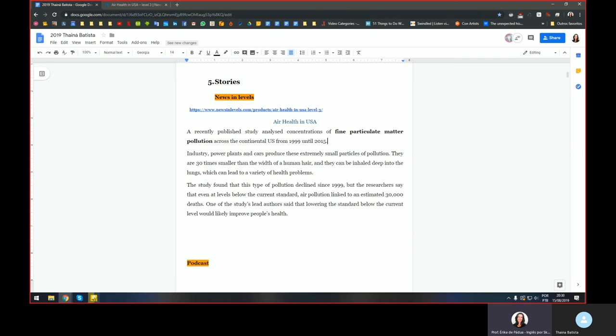Here in the text, they mentioned that the study found that this type of pollution declined. I remember that the other student that told me this, he said, I don't believe that it has declined. What do you think? Do you think it's possible for pollution to decline? I don't think so. Probably they are manipulating the numbers. So it's kind of, I will tell people what they want to listen to, right? I'll tell you that it is declining.